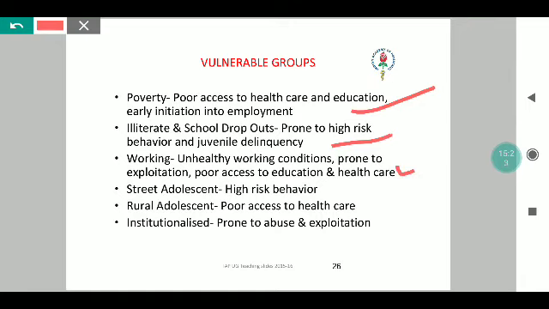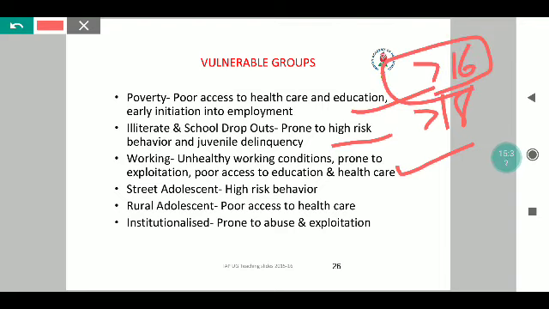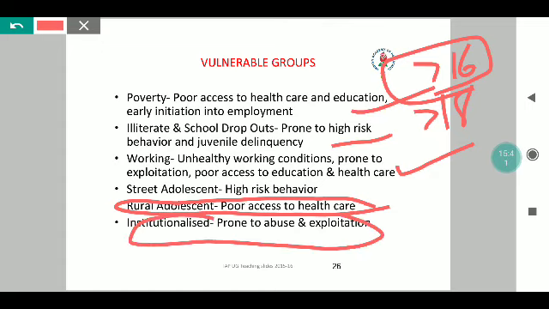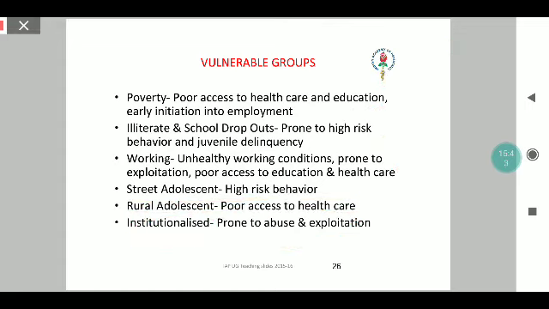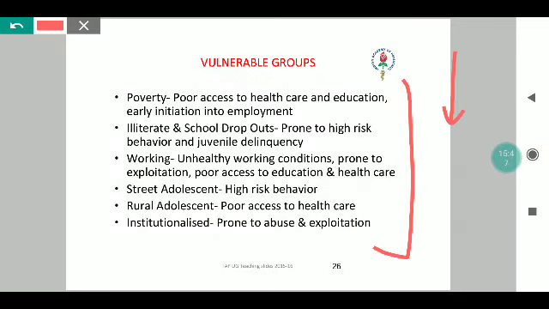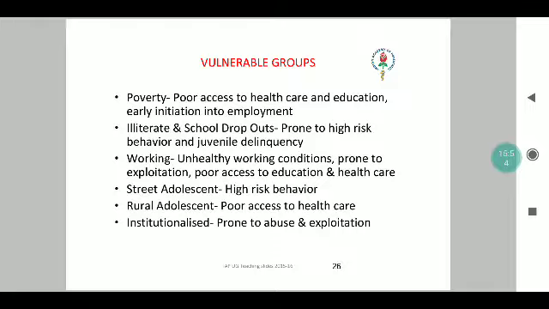Now, the solution for all of these is poverty eradication, ensuring education for all, and strong legislation to ensure that the workforce is maintained strictly above the age of 18, or in certain cases, factories do employ people more than 16 years of age as per the Factories Act. Ensuring adequate healthcare is available to rural adolescents as well, and ensuring there is no abuse or exploitation for those who are institutionalized. All of these measures are taken at a national level based on policy guidelines, and all of these have contributed to ensuring that the health of adolescents is improved.